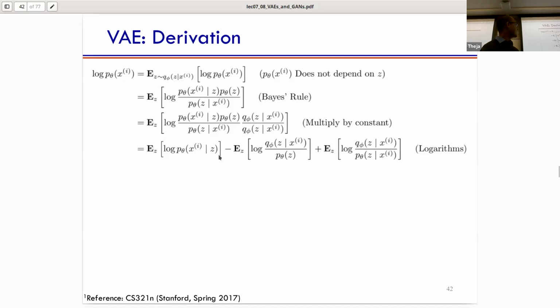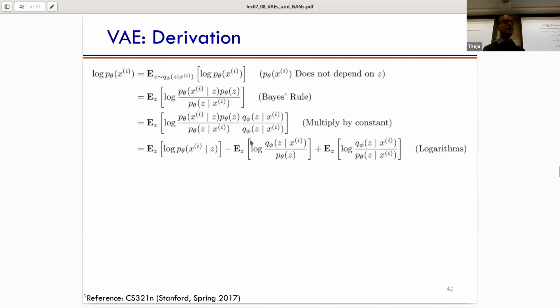And then the second term, we're going to take Q of Z given X and P of Z. So this term divided by this term. And because we are inverting it, we're going to put a minus sign in front. So log of A divided by B is minus log of B divided by A, right? So we extracted this term and this term.